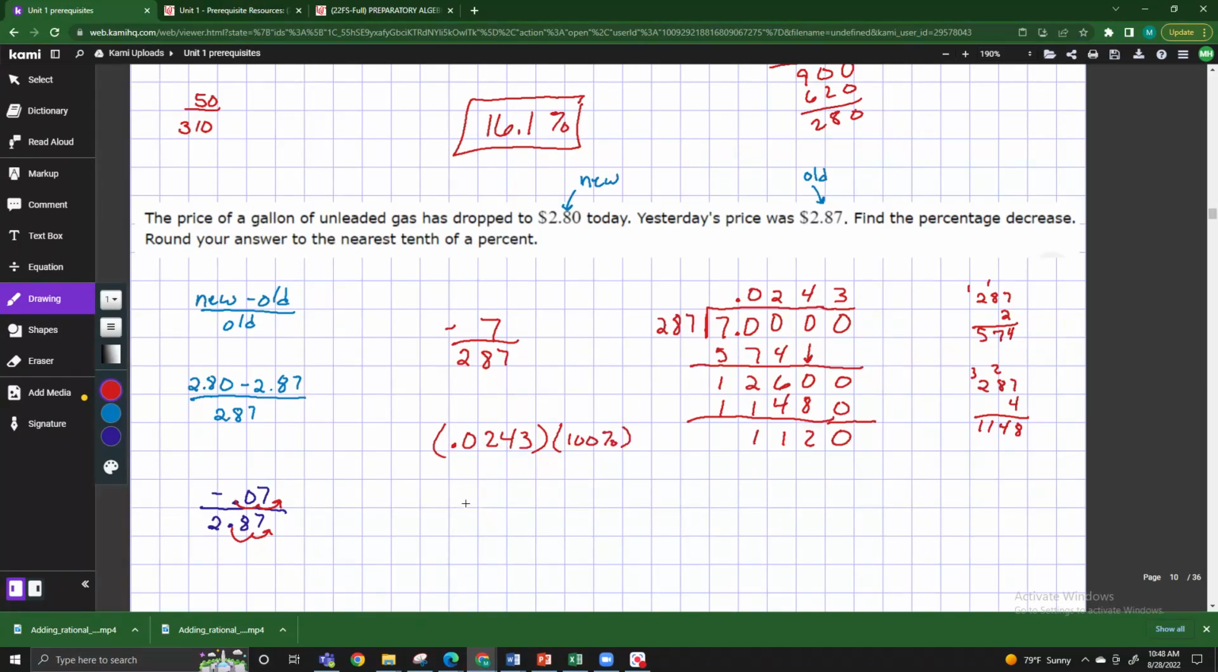So that means 2 digits. So it's 2.43%. And I need to round it to the nearest tenth. This 3 is less than 5, so it's going to be 2.4%, and it was a negative, so it's a decrease. But I don't write the negative in my answer because they're saying find the percentage decrease. That means don't make your answer negative.